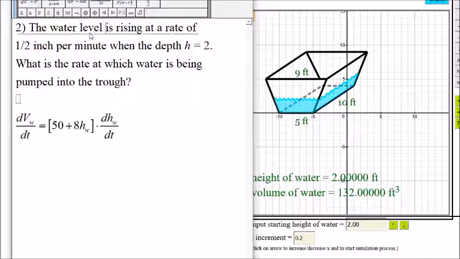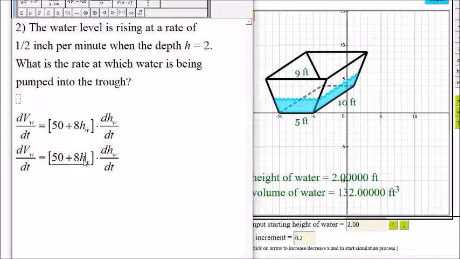So the water level is rising at a rate of 1/2 inch per minute. That will be the dh/dt. It would be 1/2. And then when h is 2, what is the rate at which the water is being pumped into the trough? So we're looking for dV/dt. That's what we're looking for. So the h right here will be 2, and then dh/dt will be the 1/2.